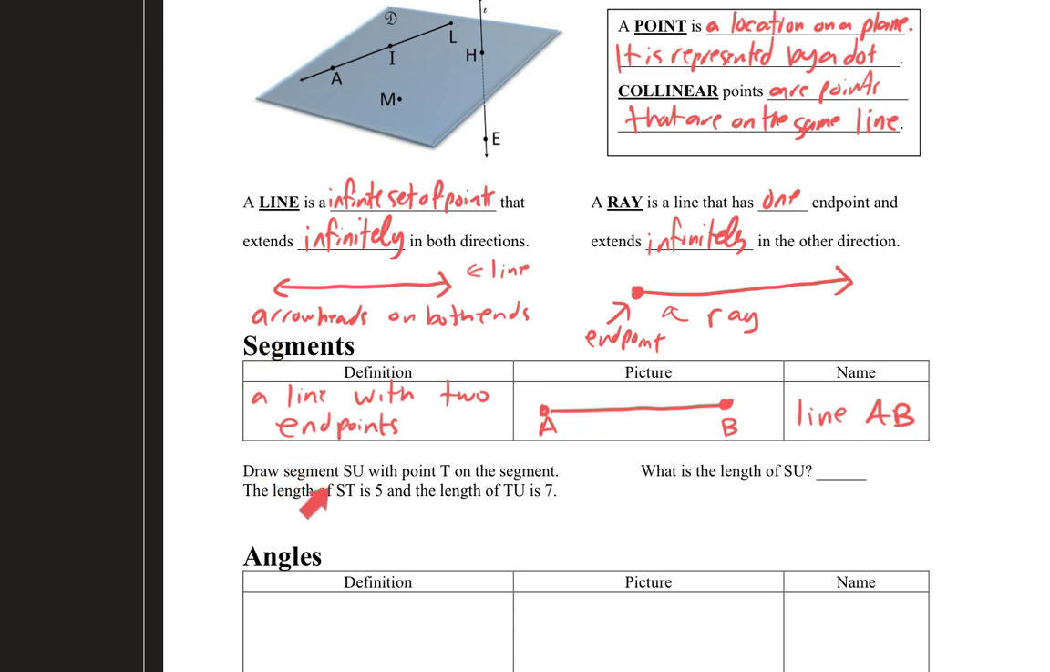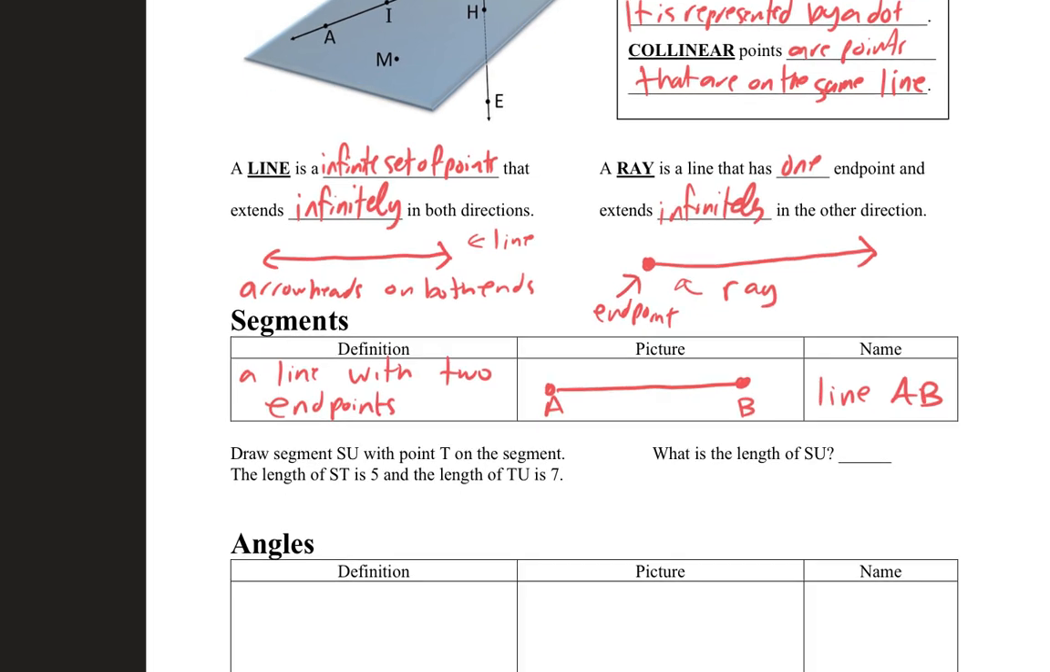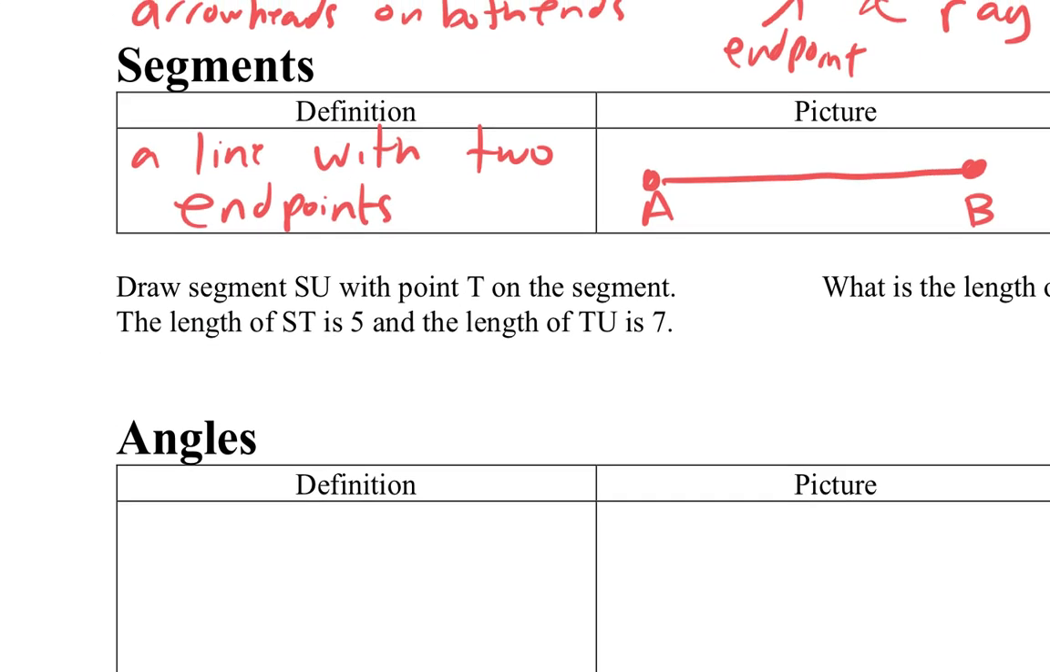Okay, so let's get into some pictures. Draw a segment SU with a point T on the segment. A lot of times we're going to be posed with a problem like that, and we're going to be asked to draw it to solve it. So a segment SU means S on one end and U on the other end, with point T on the segment. We didn't say where it was, we said somewhere on the segment. Length ST is 5, so from here to here is 5 units. I'm just going to draw that in a different color. And then TU is 7, so from here to here is 7.